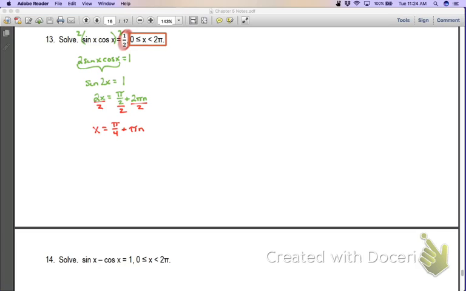So if I would list all of these out, I would have pi over 4, then I would have 5 pi over 4. If I would keep going from there, I would have 9 pi over 4, but the problem with that is, the reason why I stop is because 9 pi over 4 is bigger than 2 pi. So I don't have to keep writing anything else out, and my only two answers are the first two that I have.